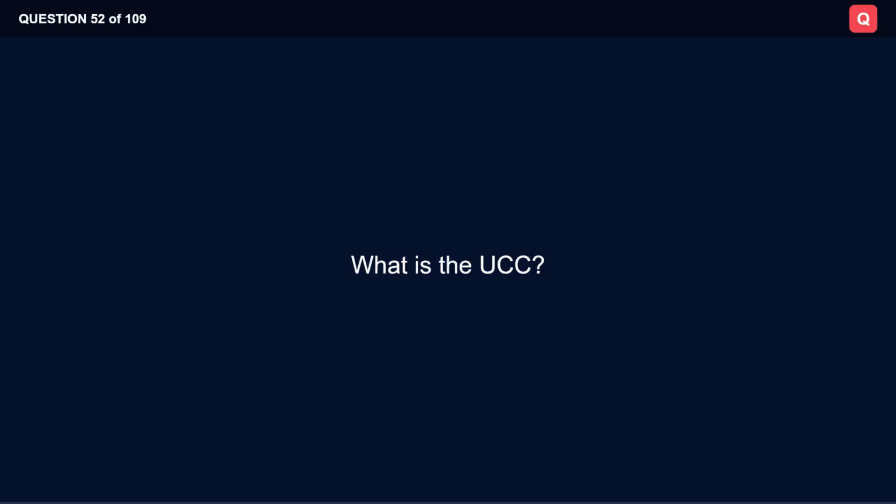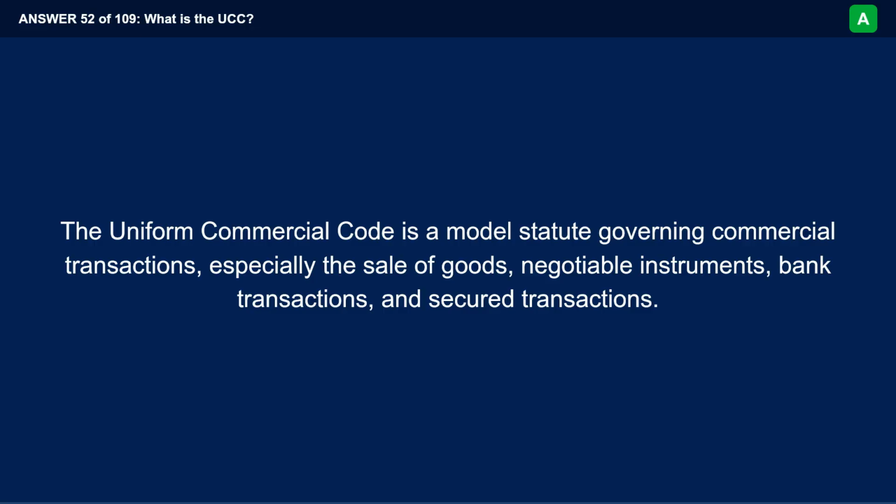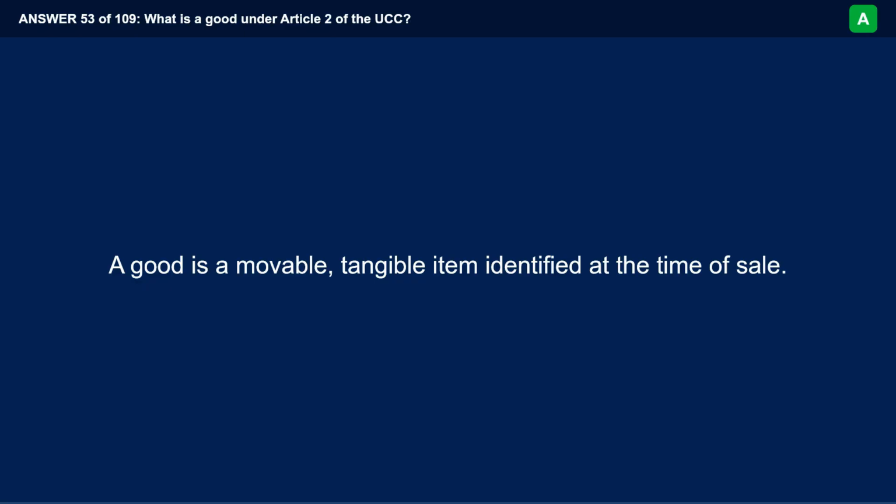What is the UCC? The Uniform Commercial Code is a model statute governing commercial transactions, especially the sale of goods, negotiable instruments, bank transactions, and secured transactions. What is a good under Article 2 of the UCC? A good is a movable, tangible item identified at the time of sale.